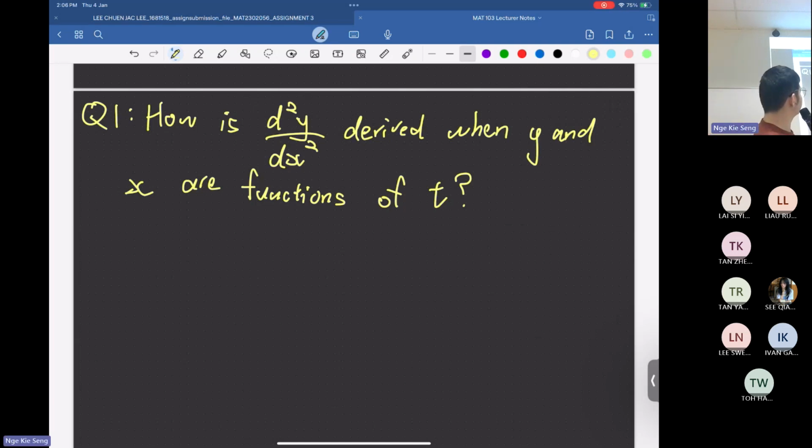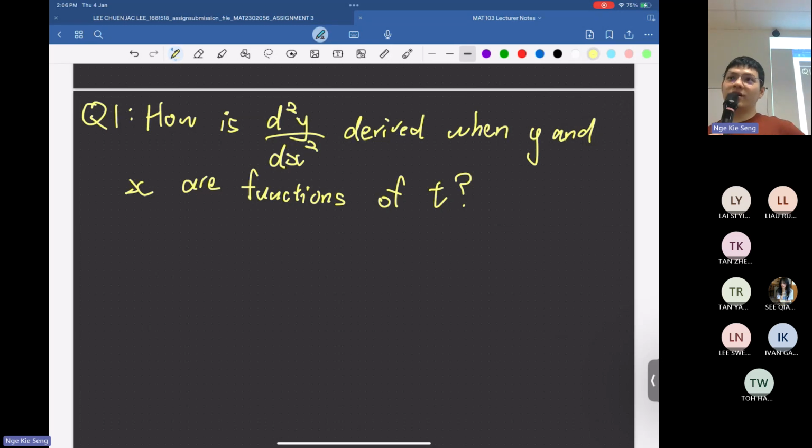So 这个是什么意思啊？Ask wrong 啊？Maybe we settle this. How to derive? Yeah, it's the same. Okay, I'll tell you how to derive this. But what does it mean by y and x are functions of t? Meaning what? x and y live in where? R2.